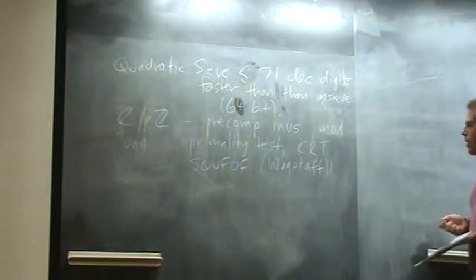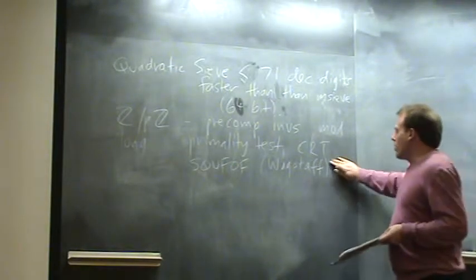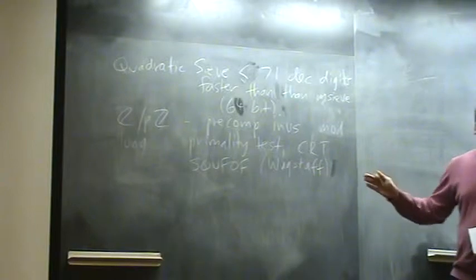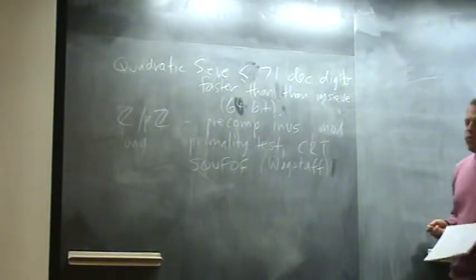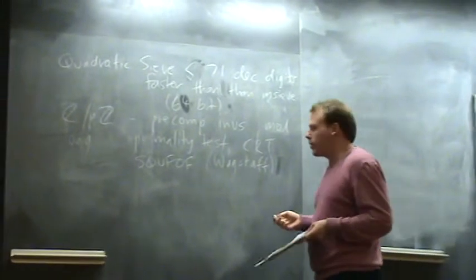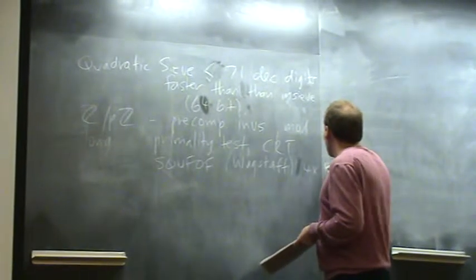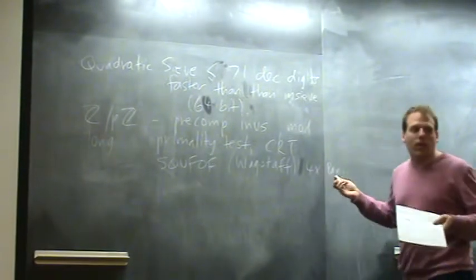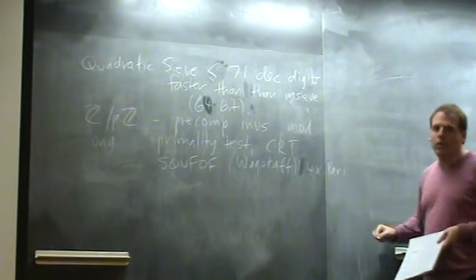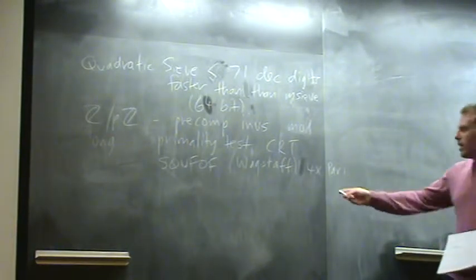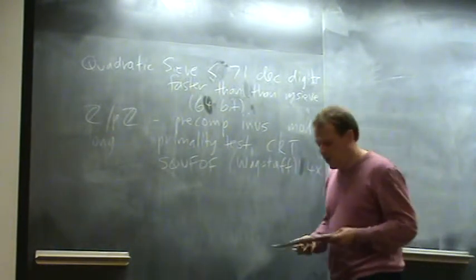So, anyway, the Squfof that I've implemented is based on ideas of Wagstaff, and it's about 4 times quicker than the Pari Squfof. So it's quite fast. As far as I know, it's the fastest. I don't know of any other implementations that approach that. But it's mainly due to ideas of Wagstaff.